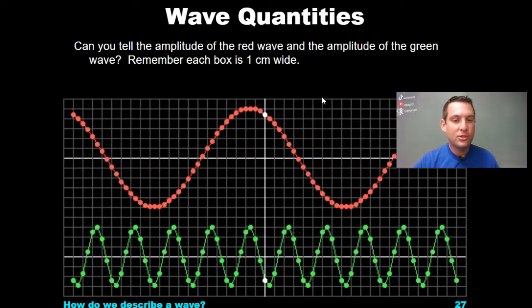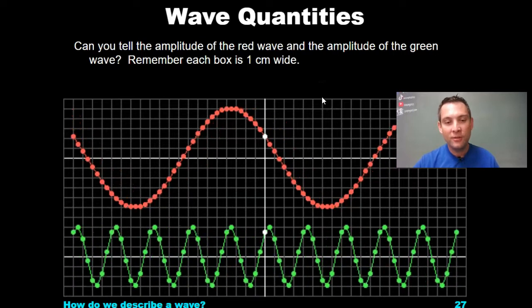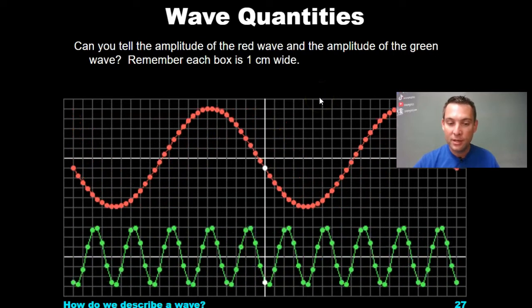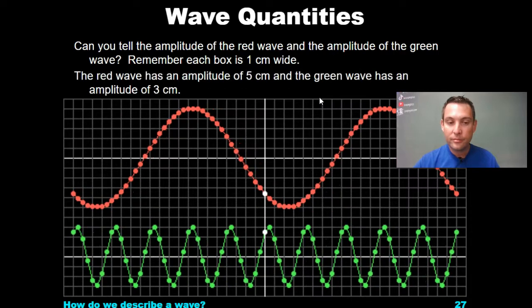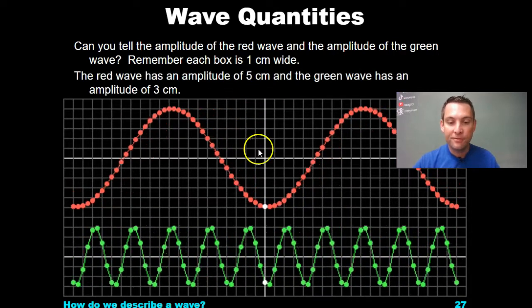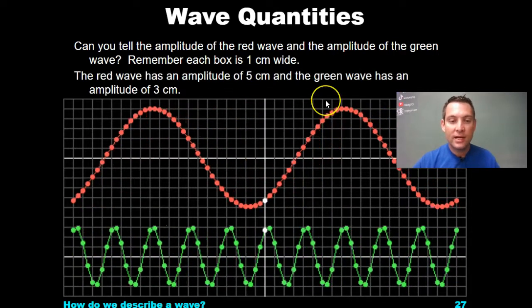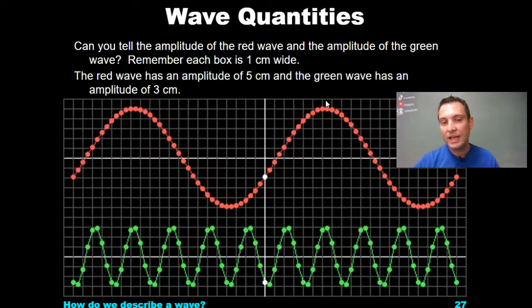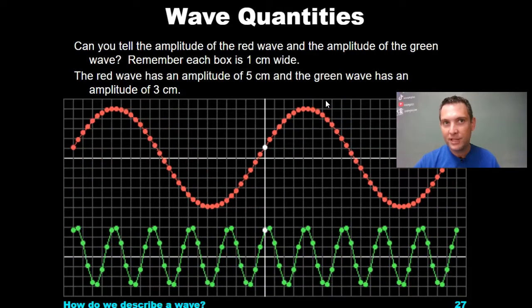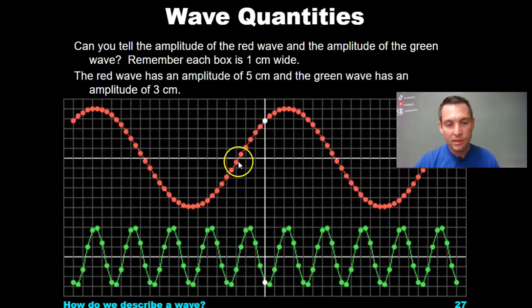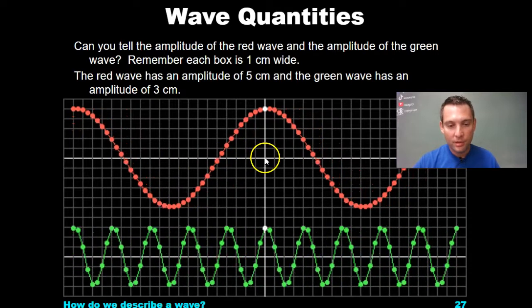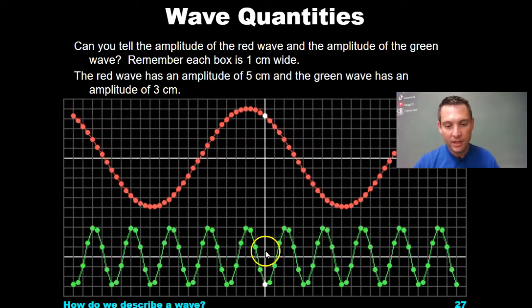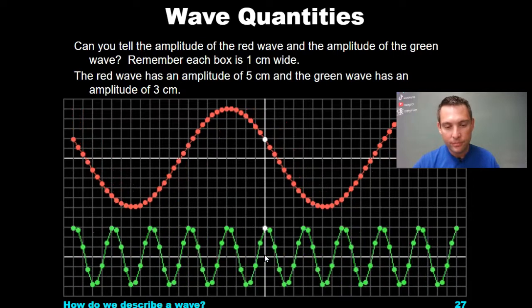Can you tell the amplitude of the red wave and the amplitude of the green wave? Remember, each box is 1 centimeter wide. The red wave has an amplitude of 5 centimeters, and the green has an amplitude of 3 centimeters. Amplitude is the maximum displacement from equilibrium. You have the equilibrium right here for the red wave, and then right here for the green wave.